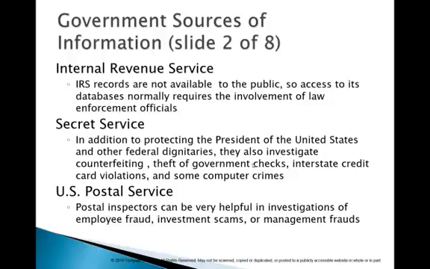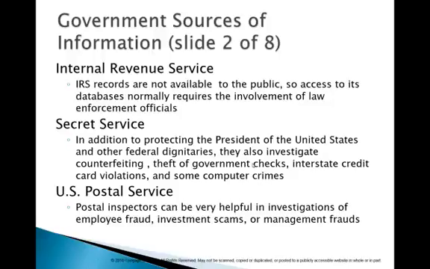So we usually have to get tax returns and others through the individual or by a subpoena or through some other means, which we'll talk about. The Secret Service has a lot of information. We think of them as being the ones who protect the president, but they're also the primary investigators of counterfeiting, for example. So they have sources of information.